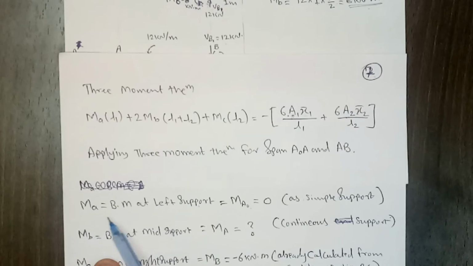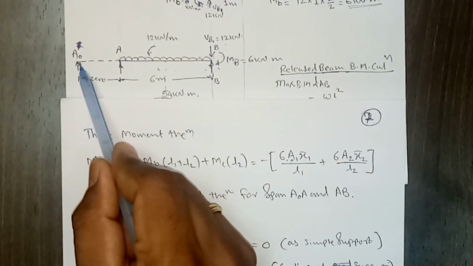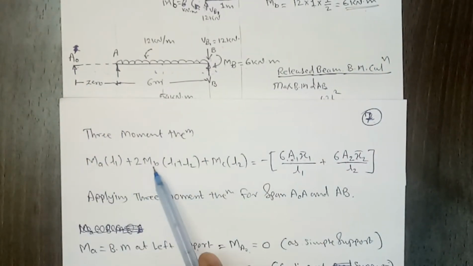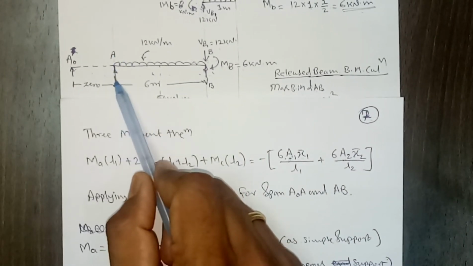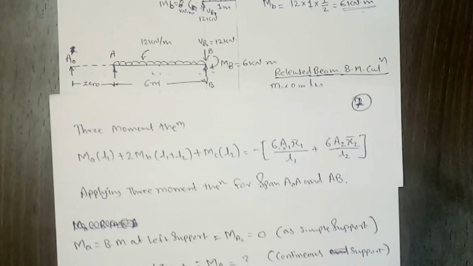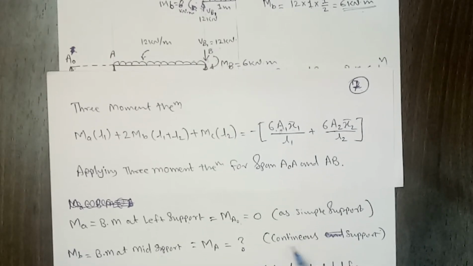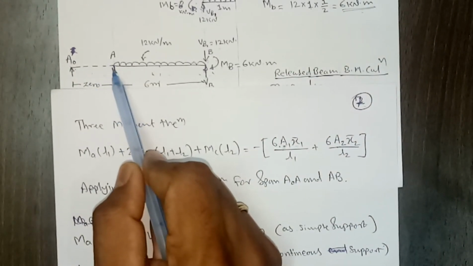So MA is the bending moment at the left support, which is MA0, and it should be 0 since it is simply supported. We have assumed it is a simple support, so there won't be any moment here, right? The next, MB, is the bending moment at the mid support, which is the bending moment at A. So MB will be the bending moment at the mid support, which we need to calculate. It is a continuous support, so we need to calculate that bending moment.